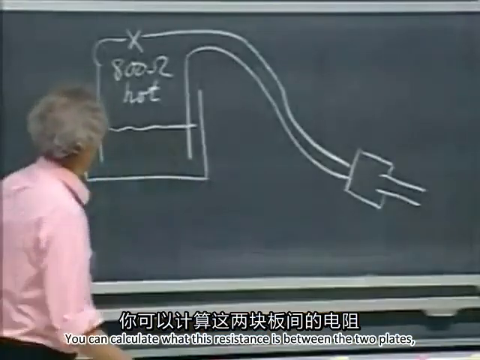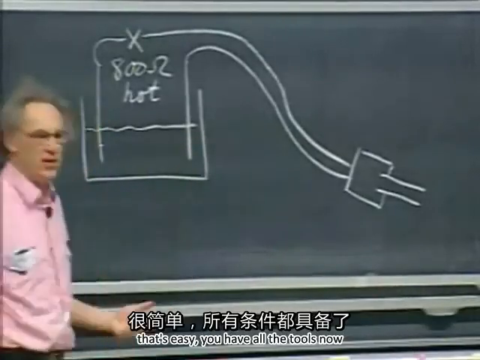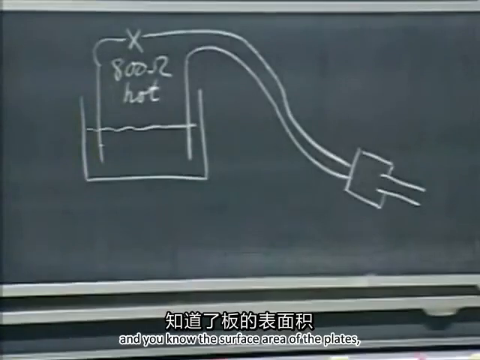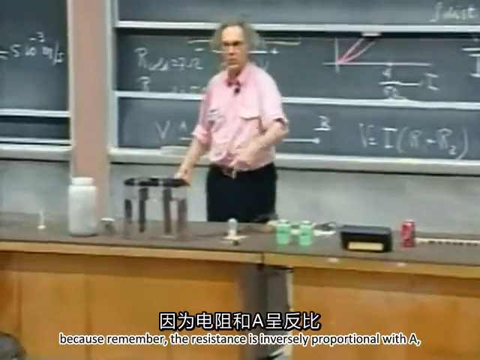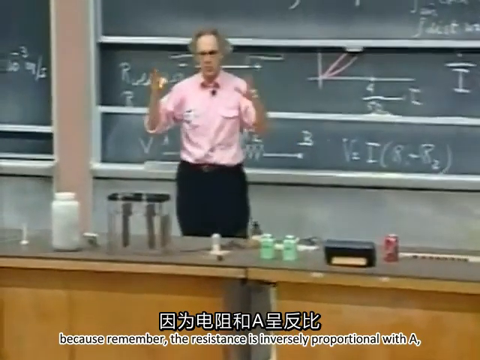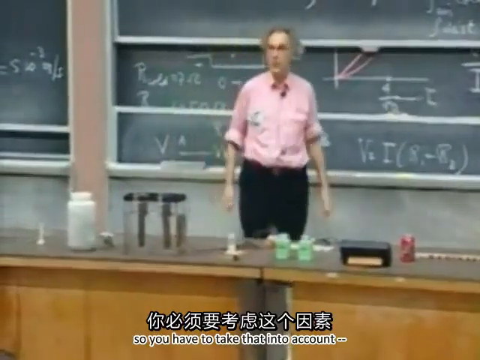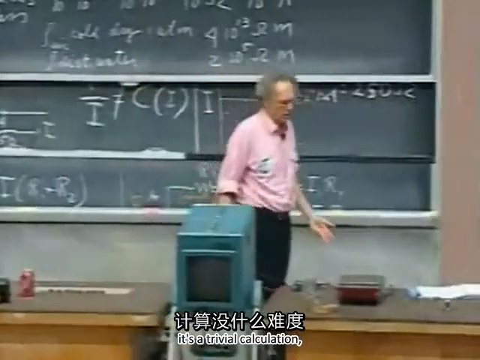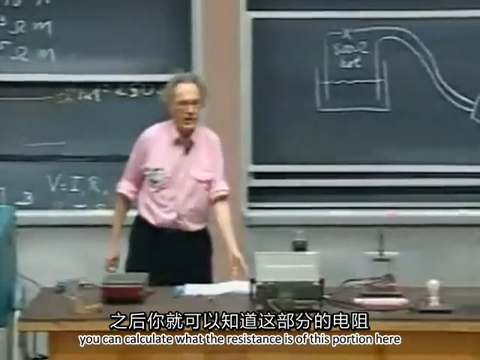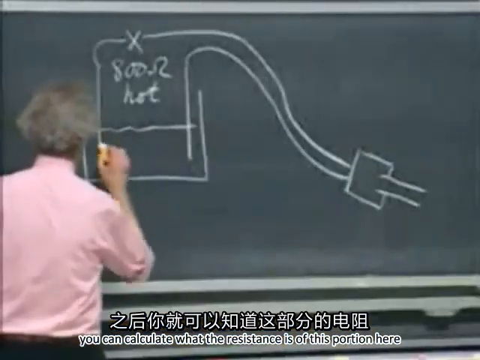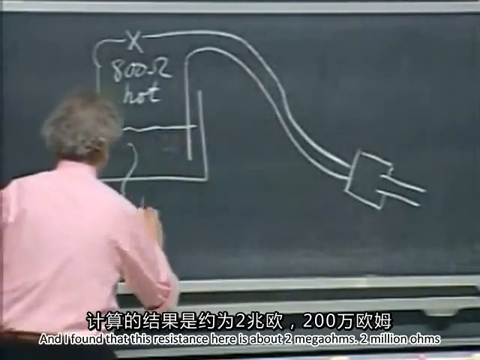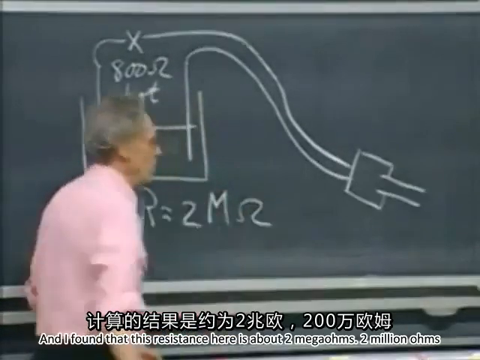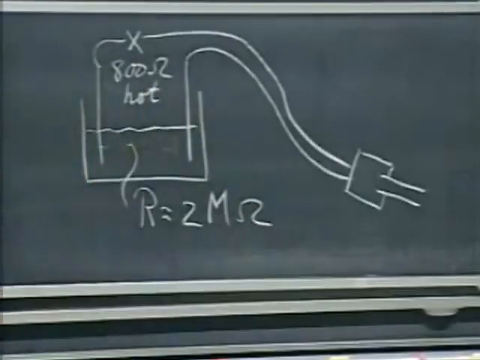You can calculate what this resistance is between the 2 plates. That's easy. You have all the tools now. If you know the distance, it's about 20 centimeters. And you know the surface area of the plates, because remember the resistance is inversely proportional with A. So you have to take that into account. And you take the resistivity of water into account. It's a trivial calculation. You can calculate what the resistance is of this portion here. And I found that this resistance here is about 2 mega ohms. 2 million ohms.